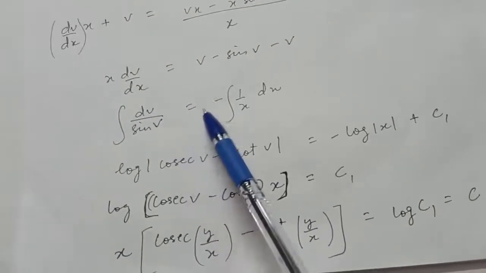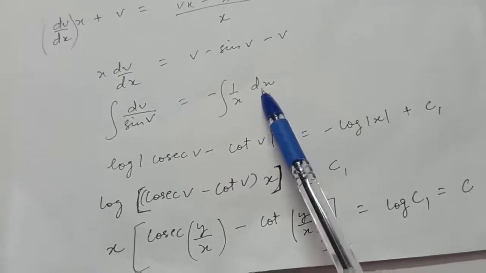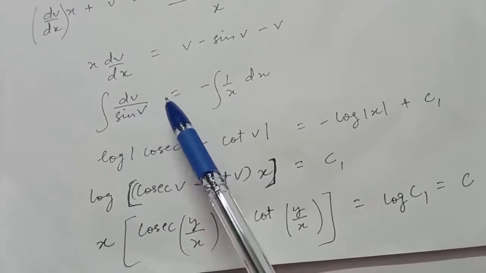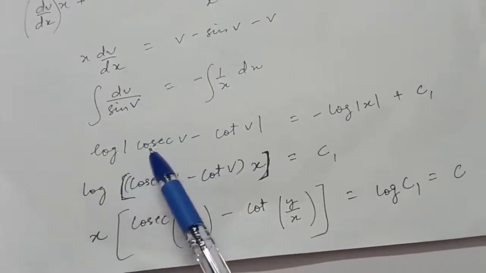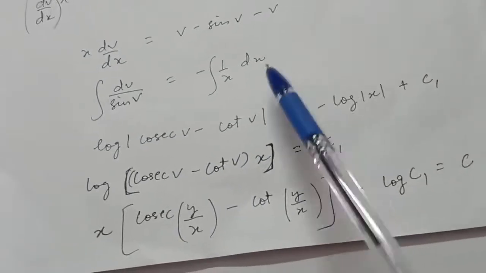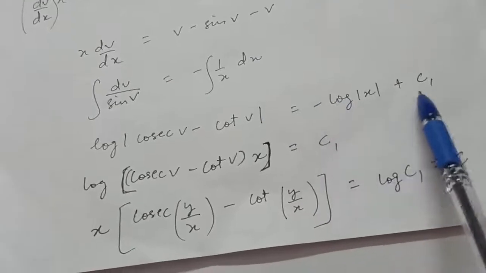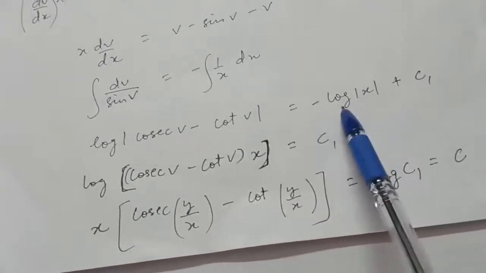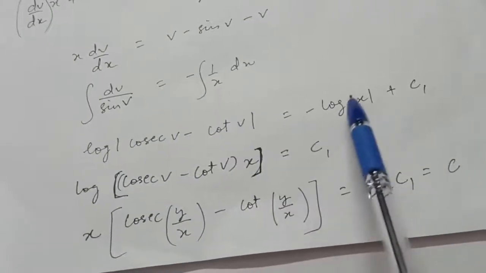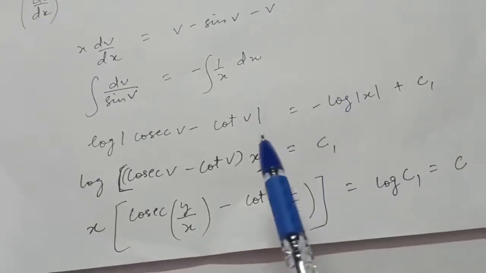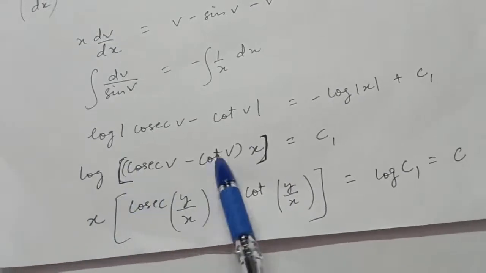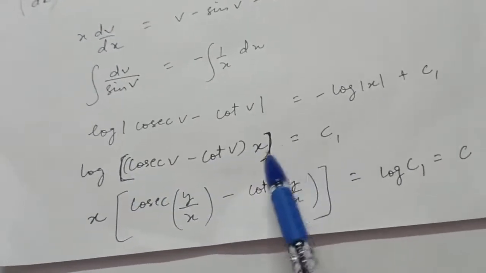dv upon sin v equal to minus 1 by x into dx. Integrate both the sides. This is 1 upon sin v, that is cosecant v, and integral of cosecant v is log mod of cosecant v minus cot v equal to minus integral of 1 by x, which is log mod x plus c1. Now take this log mod x on this side, so you will get log of this plus log of this, and log m plus log n is log m into n. So this will be log m into n equal to c1.